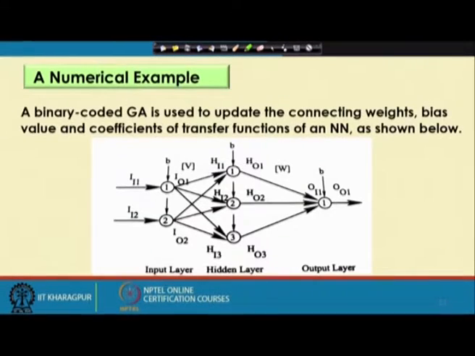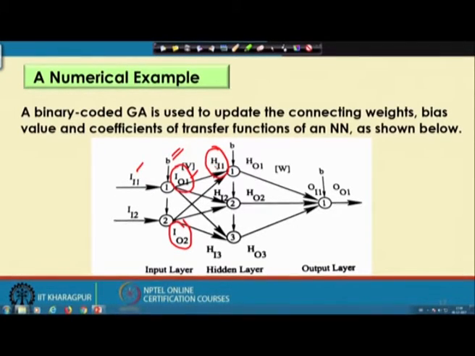Now, if you see this particular network, I am trying to find out what is IO1. Here we have the linear transfer function. So, IO1 is nothing but I1 plus the bias value. Similarly, I can find out IO2, and once you have these two outputs, very easily I can find out HI1, that is the input of the first neuron lying in the hidden layer.